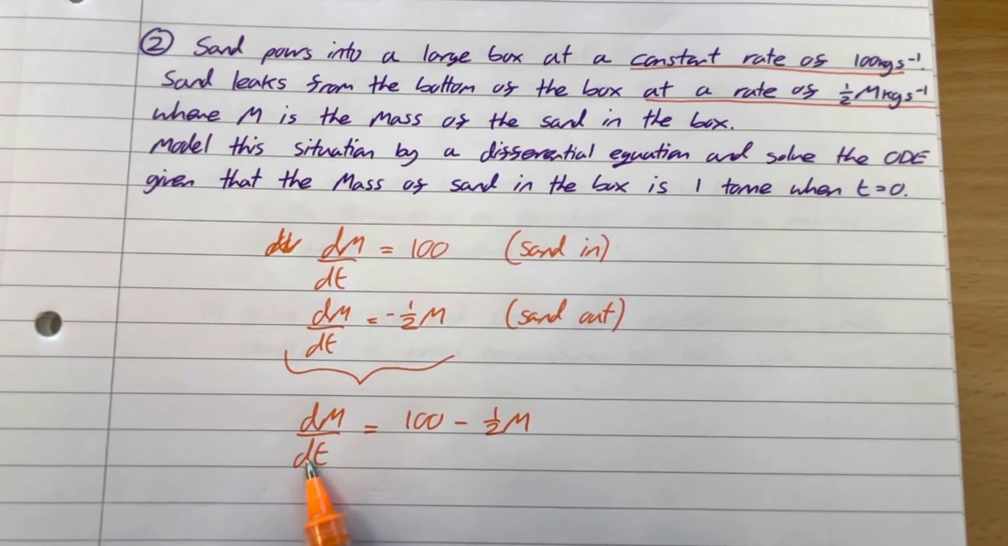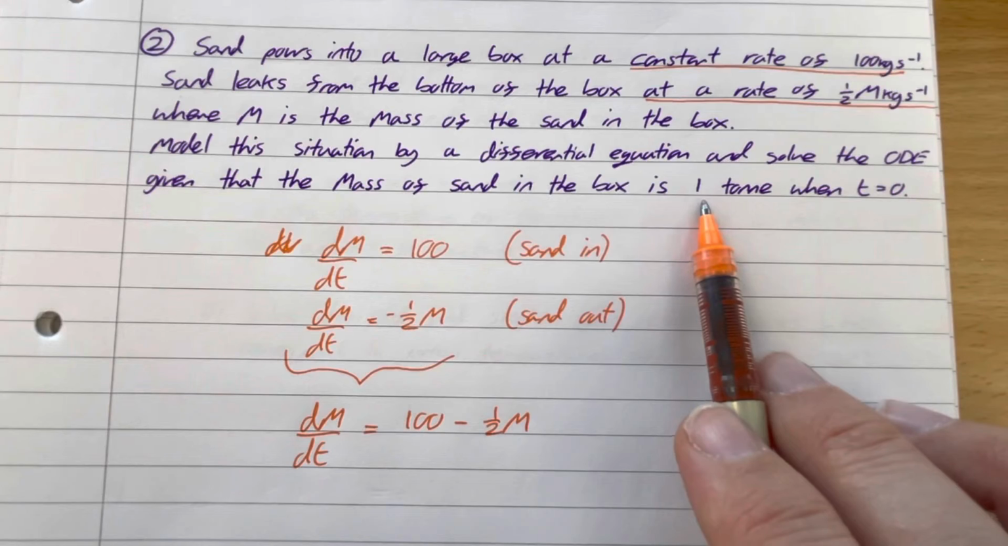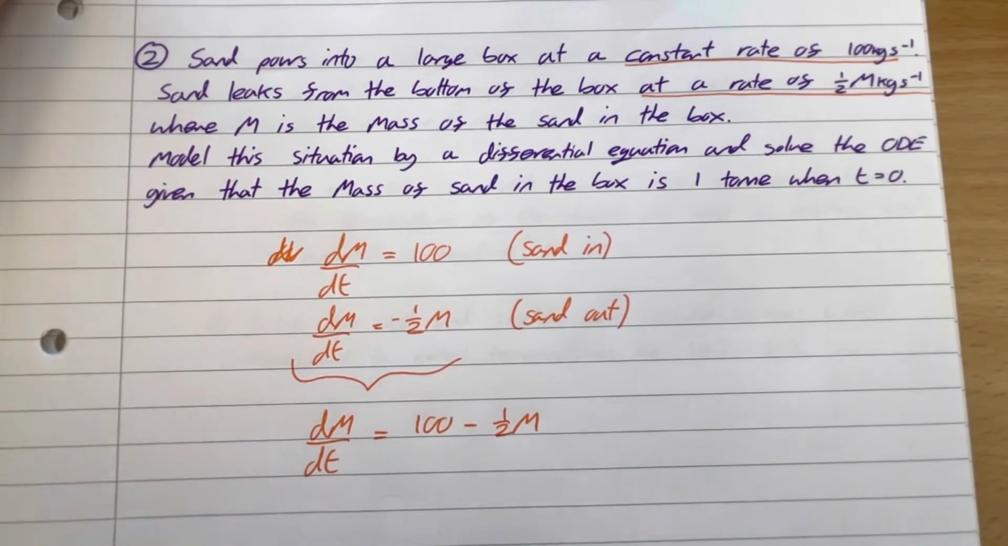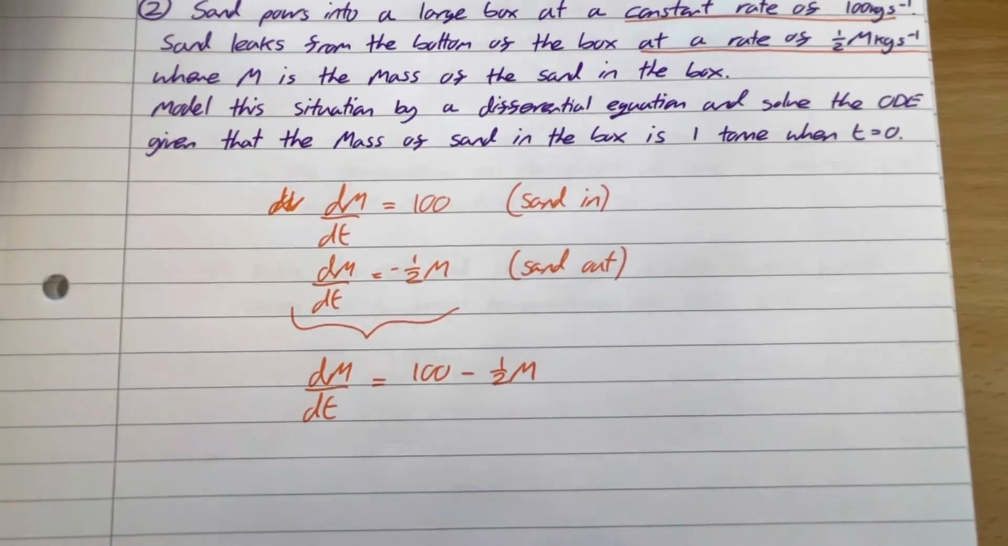The rate of change of mass is the 100 going in and the minus a half m leaving at the bottom. So this is now a differential equation, which we are to go ahead and solve, and then we can use the extra knowledge that's given to us to find a particular solution. The only method that we know is separation of the variables, so that's exactly what we're going to do.